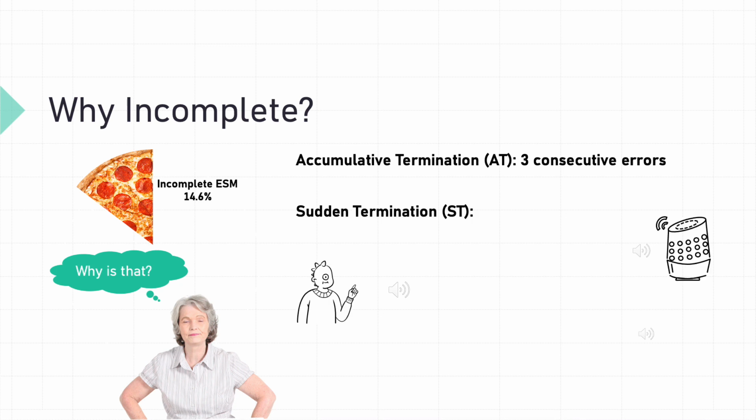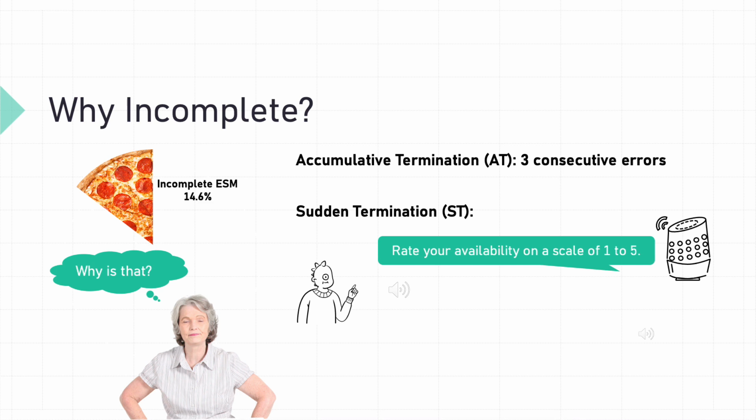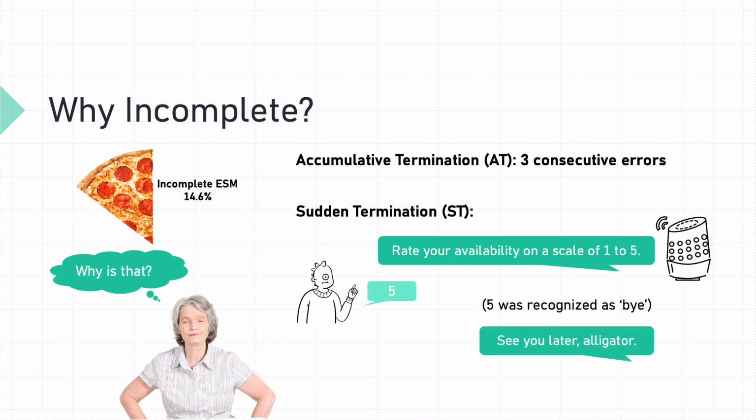Here's an example. Rate your availability on a scale of 1 to 5. 5. See you later, alligator.